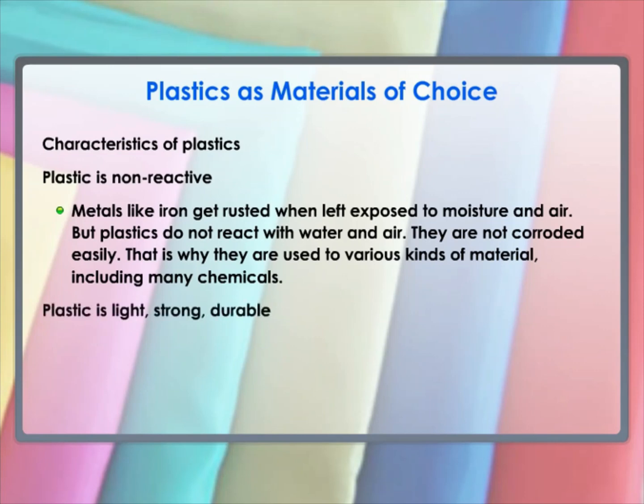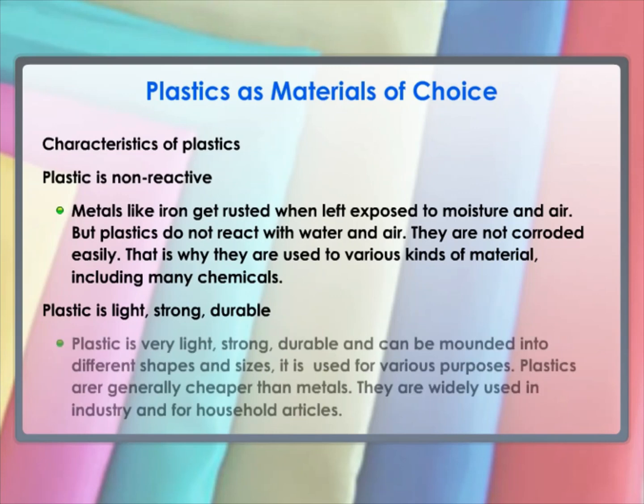Plastic is light, strong, and durable. Since plastic is very light, strong, durable, and can be molded into different shapes and sizes, it is used for various purposes. Plastics are generally cheaper than metals. They are widely used in the industry and for household products.